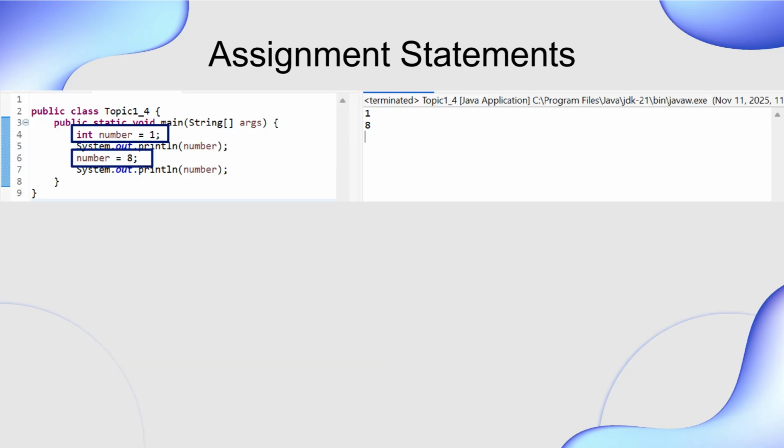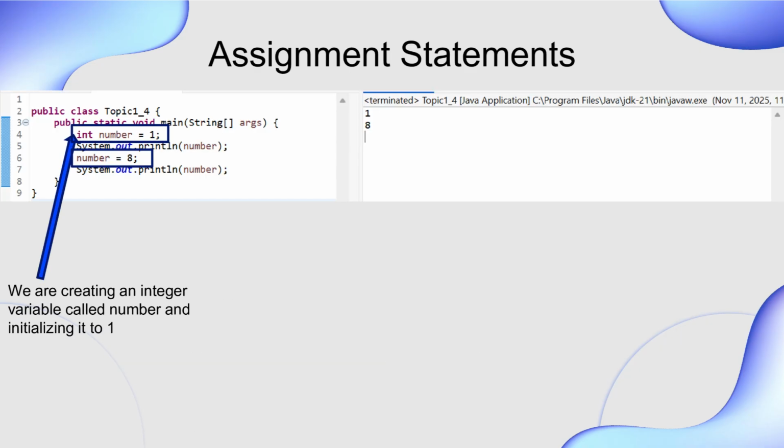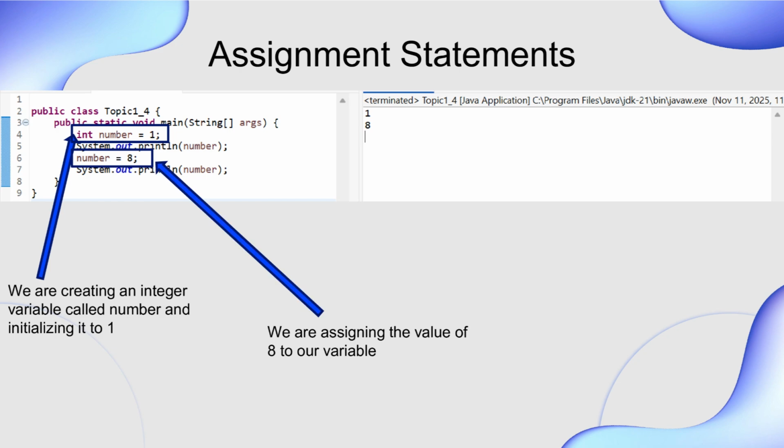Let's look at the screenshot. First, we are initializing a variable of type integer called number to 1. When we print it out, we see that the value of the variable is 1. Next, we can assign the value of 8 to that variable. When we print that out, we can see that the value is 8.